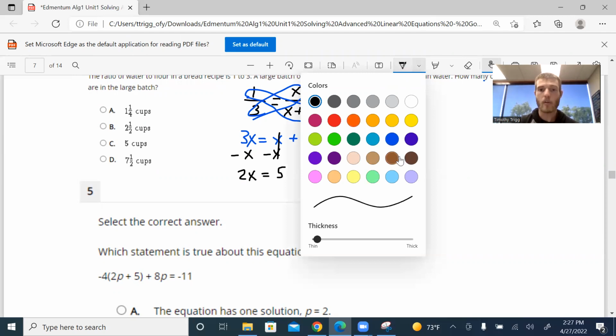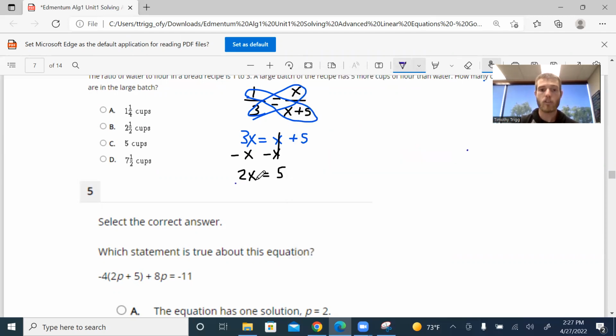Divide both sides of the equation by 2 to get x by itself. X equals, notice these answers are in mixed numbers, but if you use a calculator, you could just divide this. 5 divided by 2, and it's 2.5. So that's 2.5. 0.5 is the same as a half. Hopefully you know that already.